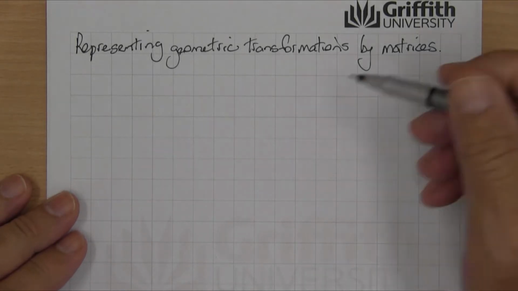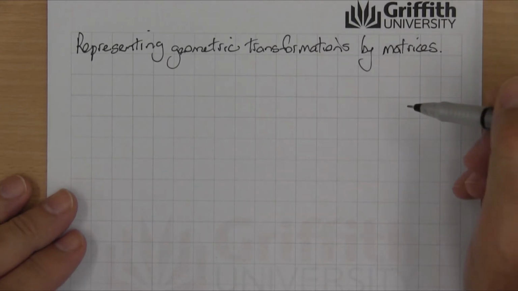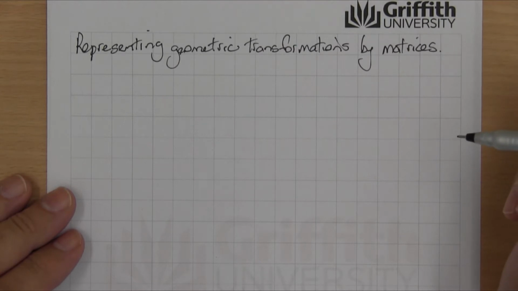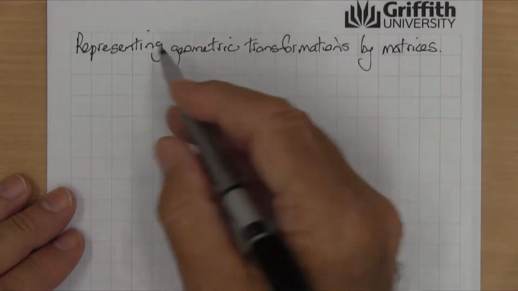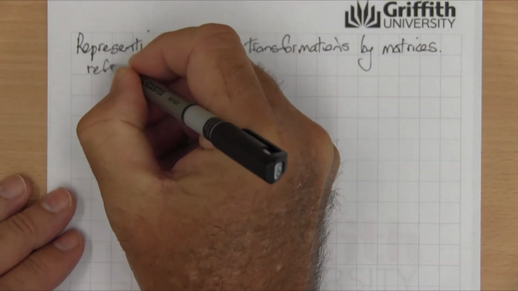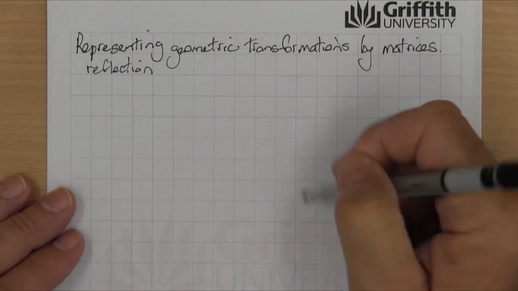Sometimes in computer graphics it's important to be able to come up with a way of finding the image of original points and moving those points around the Cartesian plane. Some of these transformations, these movements of points, could be a reflection, where we pick, say, one of the axes, the X and Y axis, and reflect points in that.